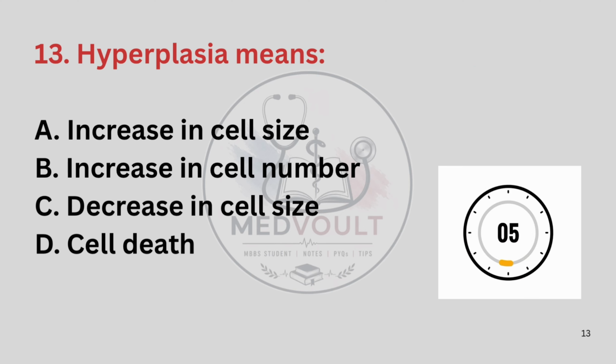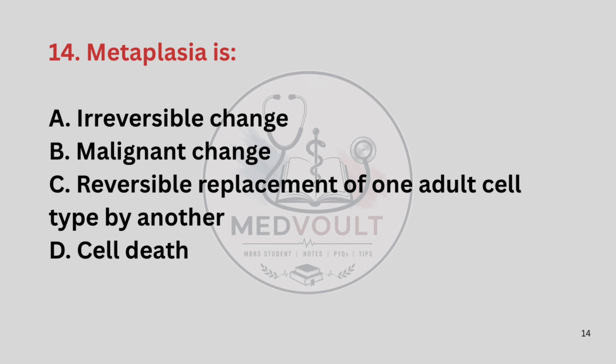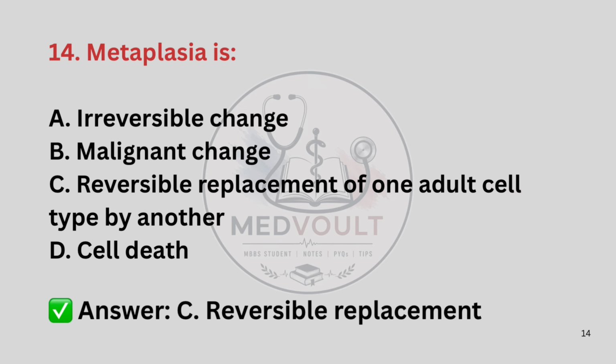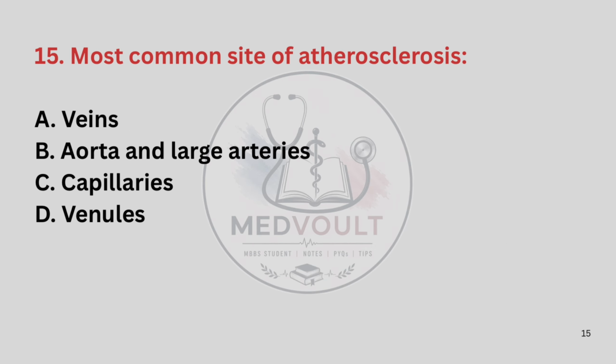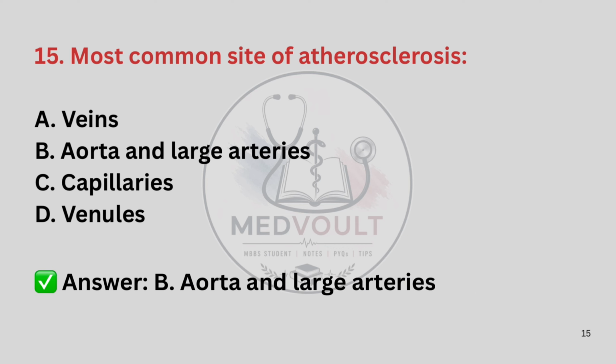Hyperplasia means increase in cell size, increase in cell number, decrease in cell size, cell death. Answer is increase in cell number. Metaplasia is irreversible change, malignant change, reversible replacement of one type by another, cell death. Answer reversible replacement. Most common site for atherosclerosis: veins, aorta and large arteries, capillaries, venules. Answer is aorta and large arteries.